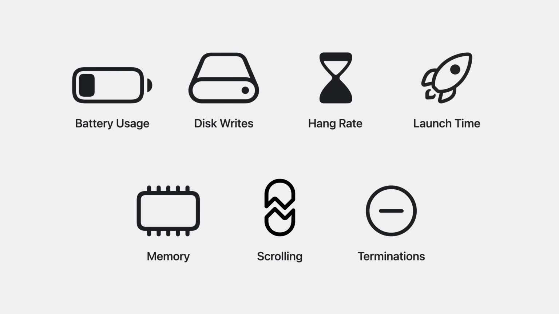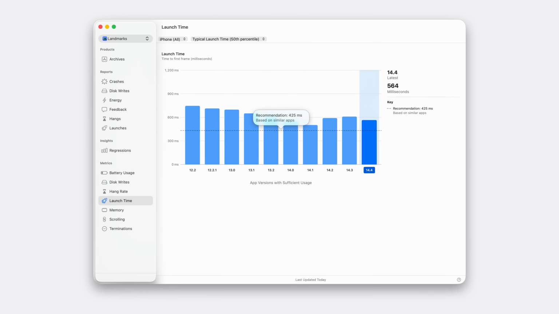Another area in the Organizer to help you understand how well your app is performing across versions is metrics. Metrics have been expanded in Xcode 26 with the addition of recommendations. Metric recommendations compare your app's metrics with other sources, including similar apps and your app's historical data, to provide an important reference point for understanding how well your app is performing across its user base.